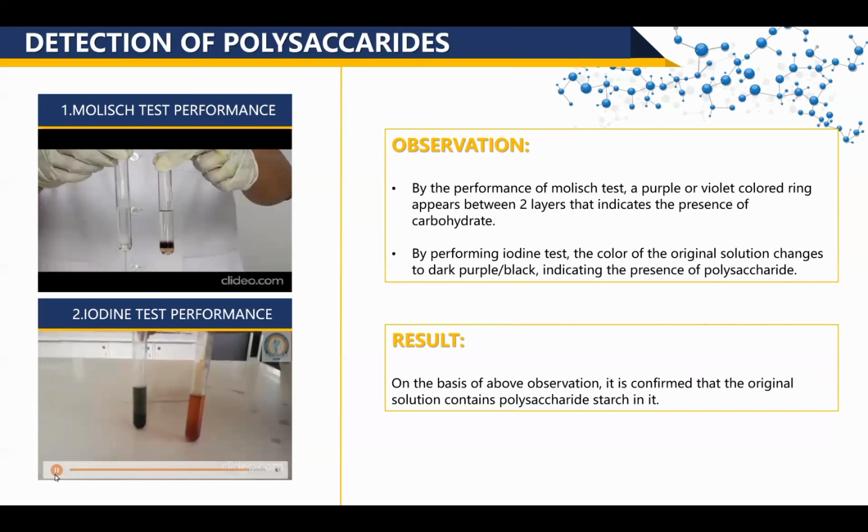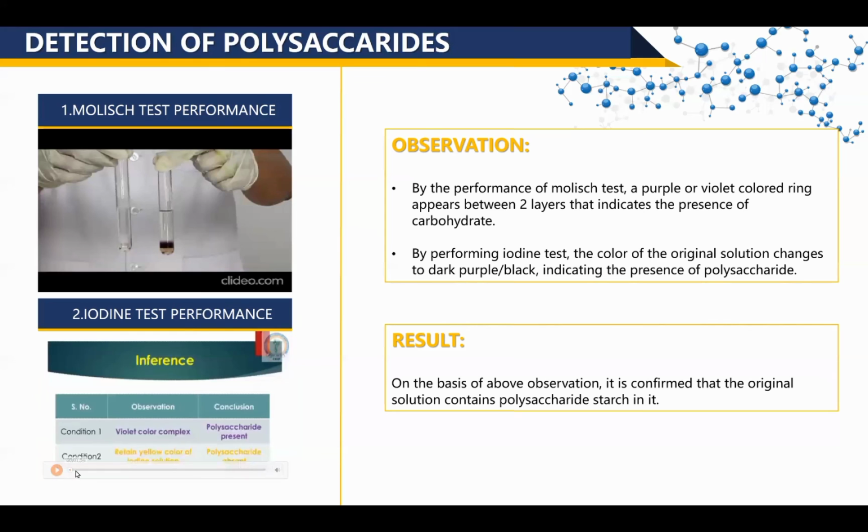Now what we observed in the performance. By performing Molish test, we observed that a purple or violet colored ring appears between two layers. It indicates the presence of carbohydrate. And by the performance of iodine test, the color of original solution changes to dark blue or black color that indicates the presence of polysaccharide. So, on the basis of the above information, we concluded that the original solution contains polysaccharide starch in it.